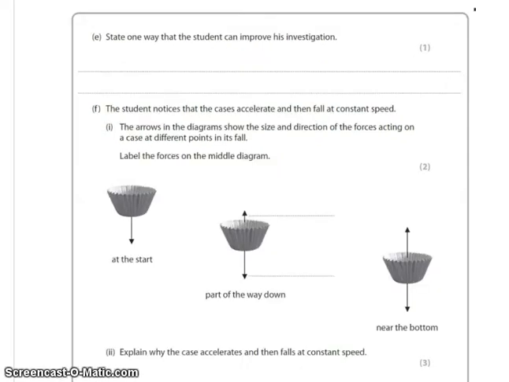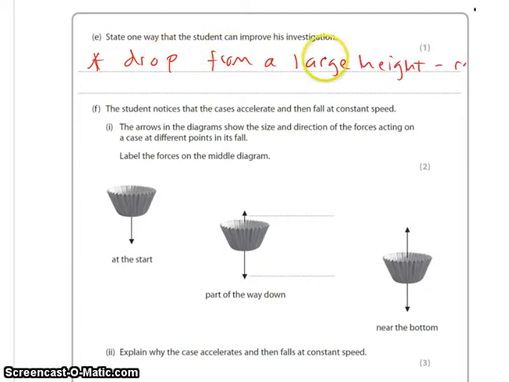Now, state 1 way that the student can improve this investigation. There's a number of things we could write here. One is to try and get rid of, as much as we can, the error due to human reaction time. The best way to do that is to make the time period longer. So the way of making the time period longer is to drop from a large height, and that reduces the percentage error in our result.